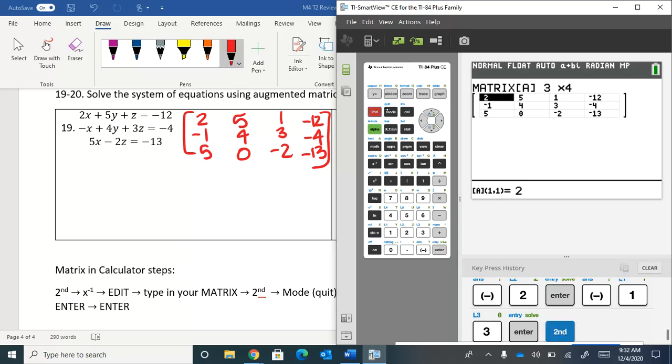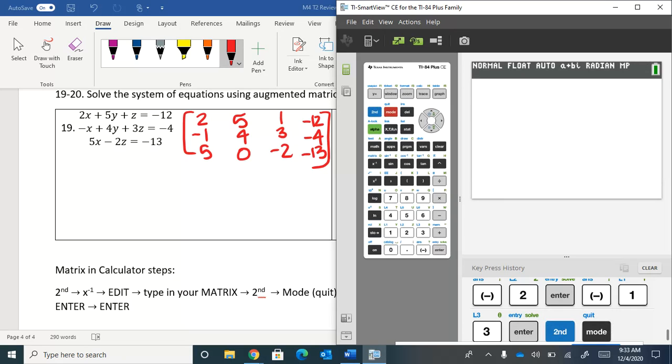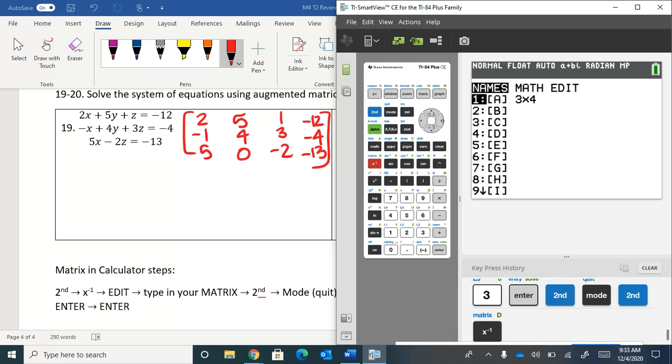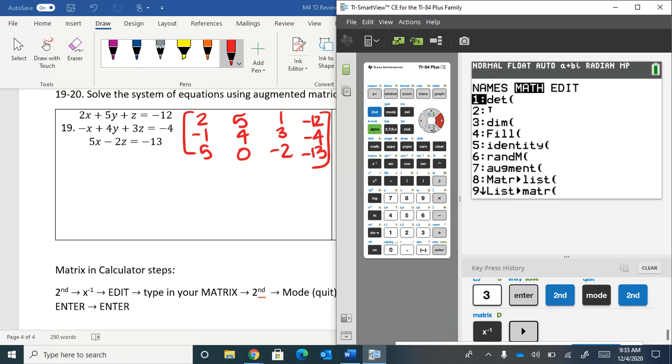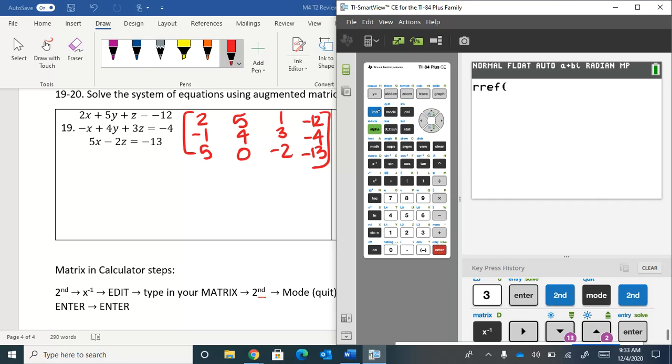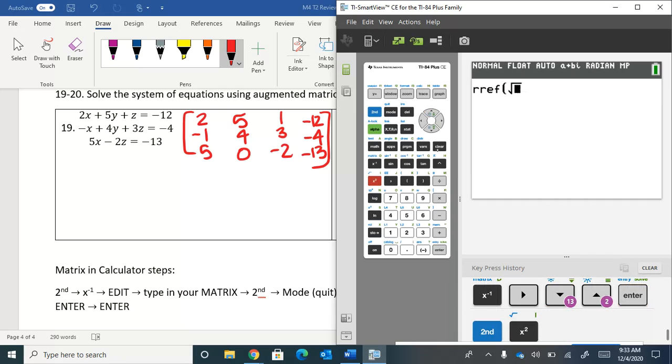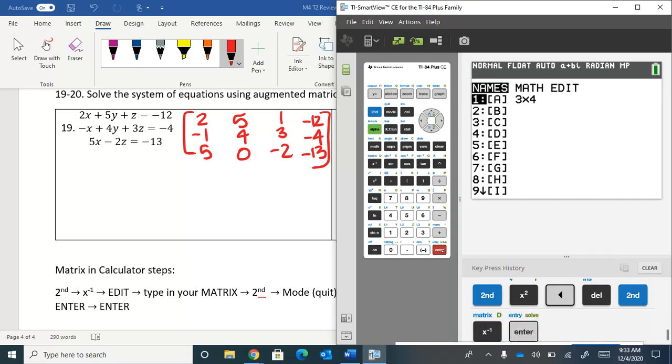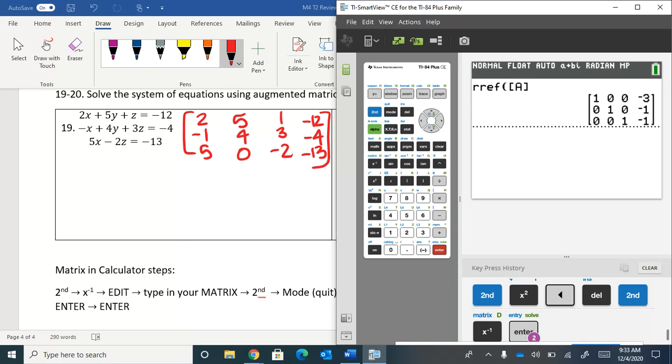So then at this point, you have to hit second mode, which will quit and take you back to that original home screen. You're going to want to click second, x to the negative first again. Click over to math. And you are going to want to go down until you see RREF, which is that B. Click enter. Click second, x to the negative first. Oops, not that one. Click enter, enter, and the matrix will pull up.